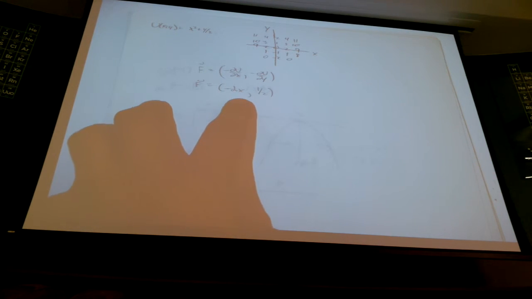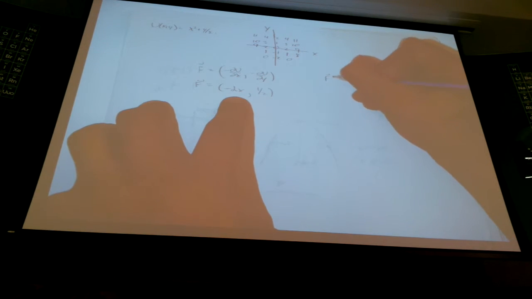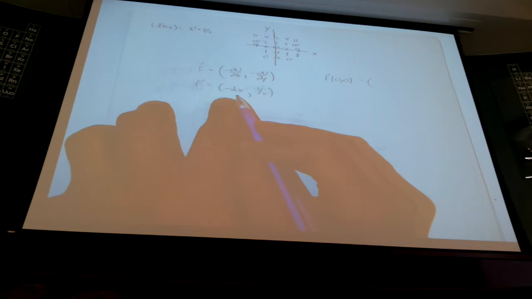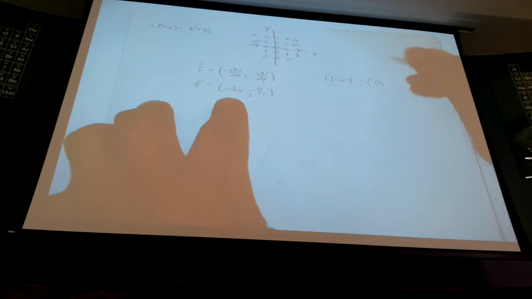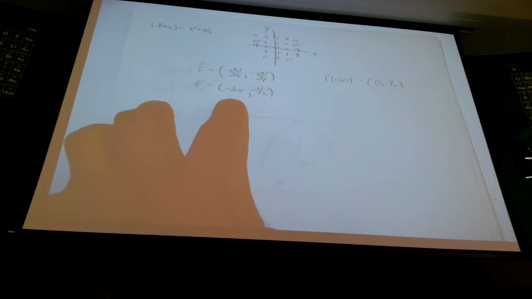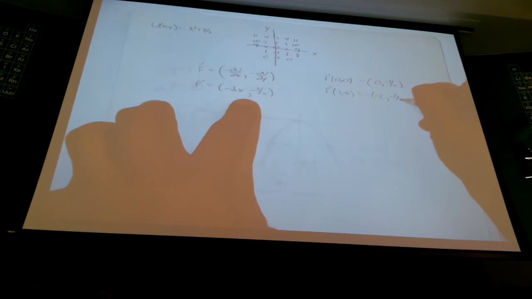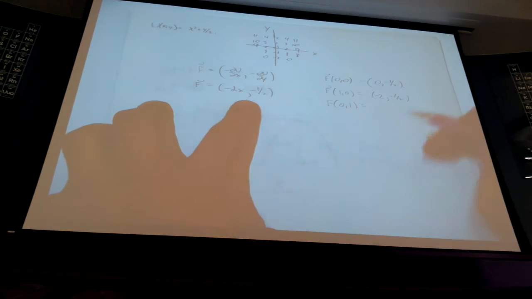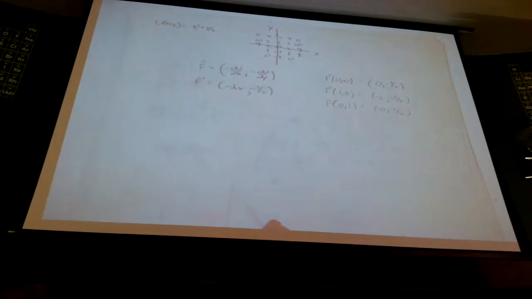So what I'm going to do is just imagine a couple of forces at different points. The force at, let's say, 0, 0. I plug in 0, 0 here. What do I get? It should be 0, negative 1. Now the force at, let's say, 1, 0. That's going to be negative 2, negative 1/2. And the force at 0, 1. That's 0, negative 1/2 also. So there's a couple of places.